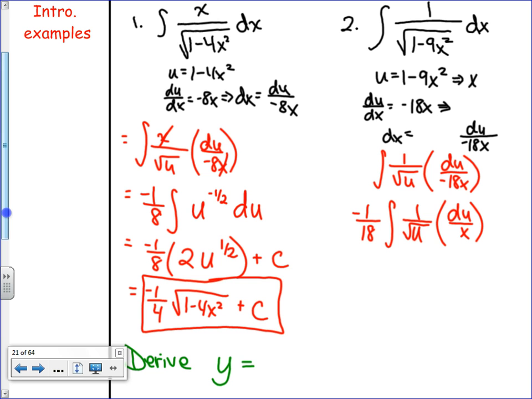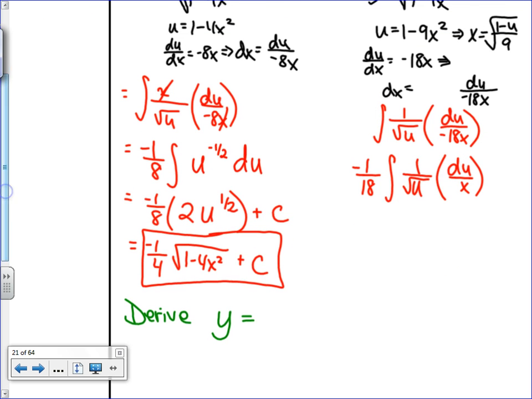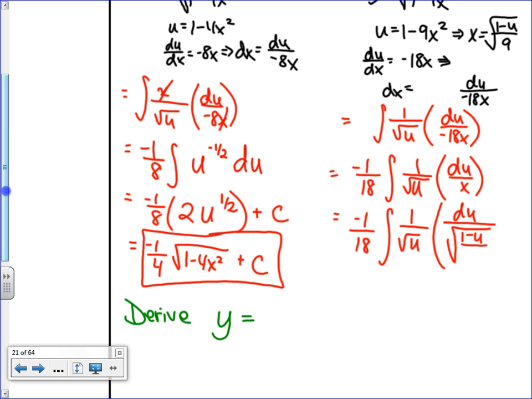So x is equal to u minus 1 divided by a negative 9, which is 1 minus u divided by 9, square rooted. Now what? Plug it in, plug it in. So then I say, got this. All right, fine. It's nasty, but whatever. It has to be a possible problem, right? So negative 1 over 18 integral of 1 over root u times du over root of 1 minus u all over 9.